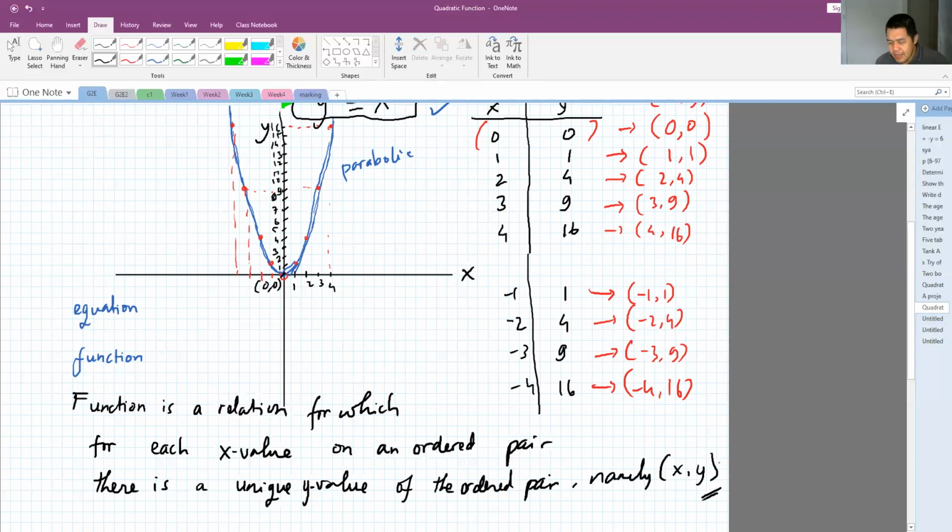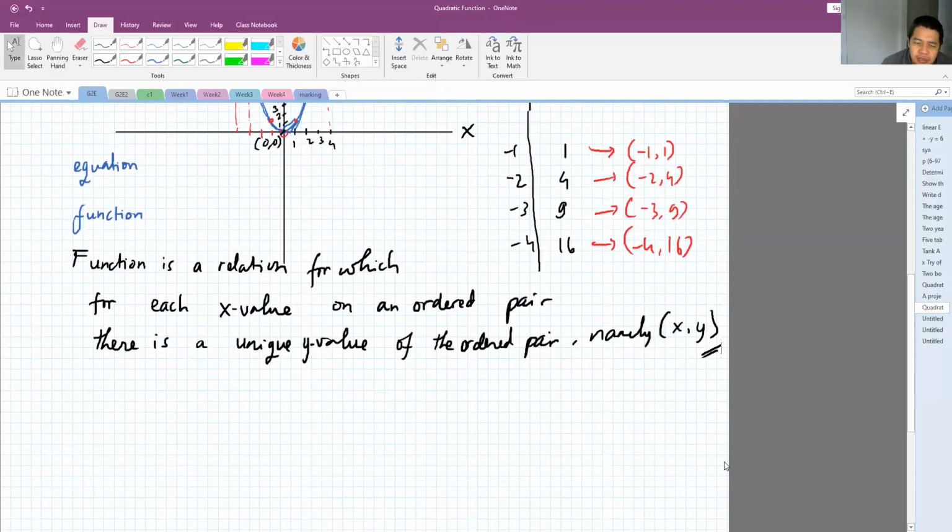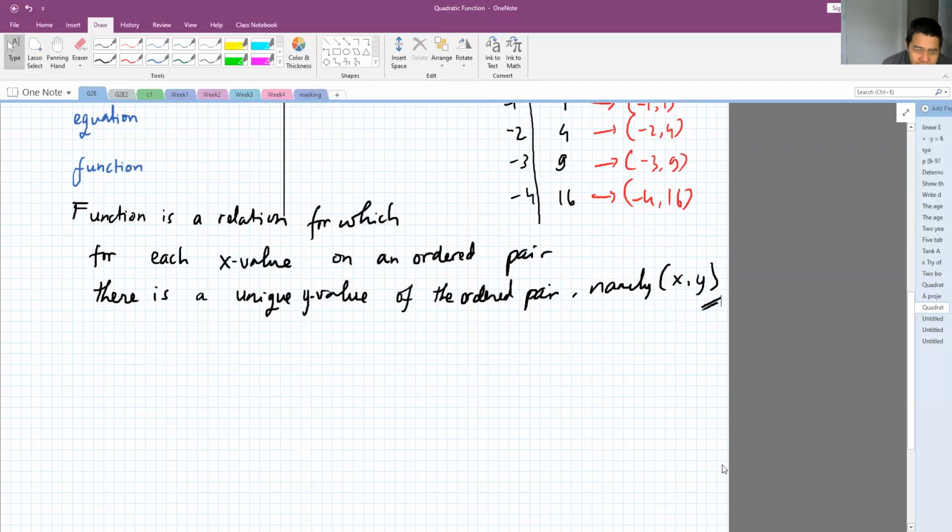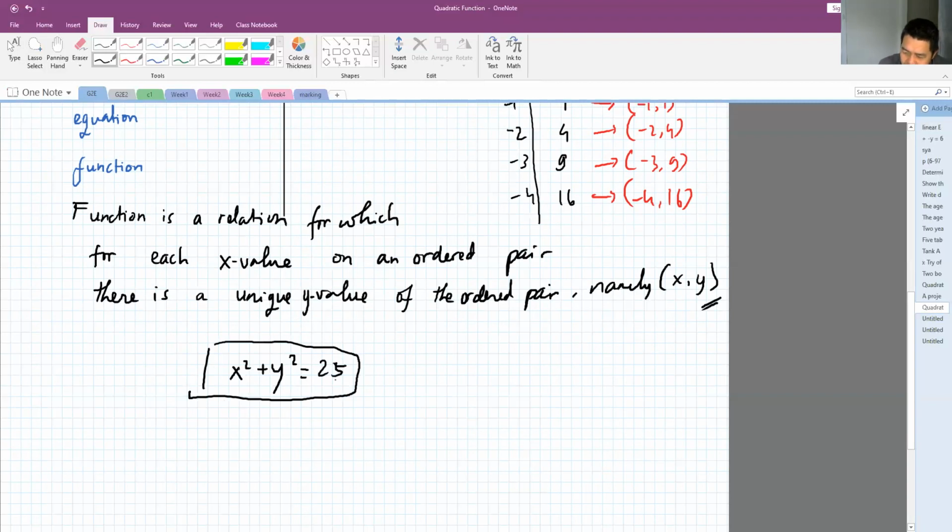So I guess the best way to understand this is, let's suppose you have another relation, but this time I give you something like this: x squared plus y squared equal to a number, for example 25. For those of you who already know about this equation, I guess you know what I am going to do. So now let's go to the Desmos website.